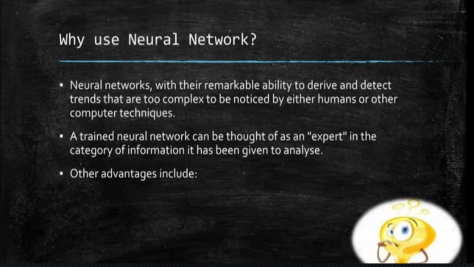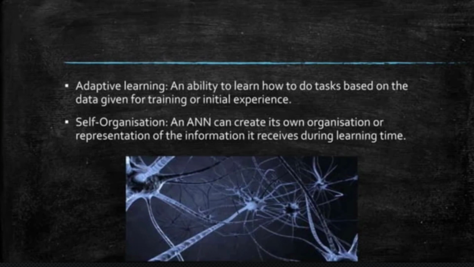Why do we use neural networks? Neural networks have a remarkable ability to derive and detect trends that are too complex to be noticed by either humans or other computer techniques. A trained neural network can be thought of as an expert in the category of information it has been given to analyze. Other advantages include adaptive learning, an ability to learn how to do tasks based on the data given for training or initial experience.